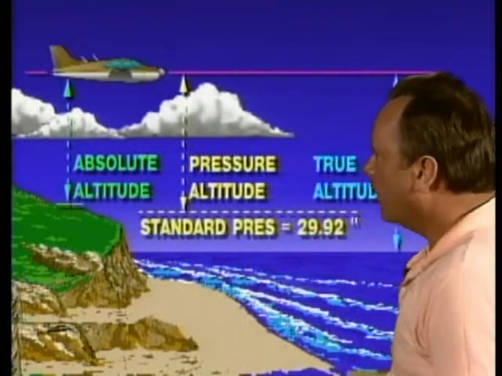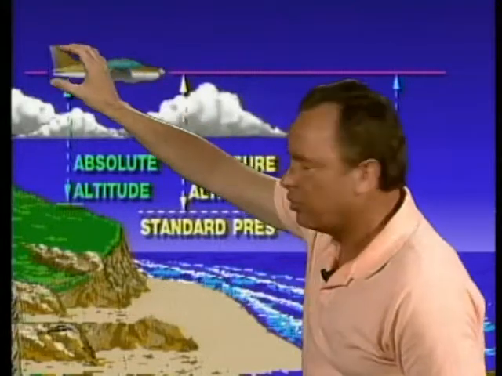There are several kinds of altitudes. First of all, if you look at your altimeter and you read your altimeter, you'll read indicated altitude. So indicated altitude is basically what your altimeter reads. You just read it right off your altimeter.